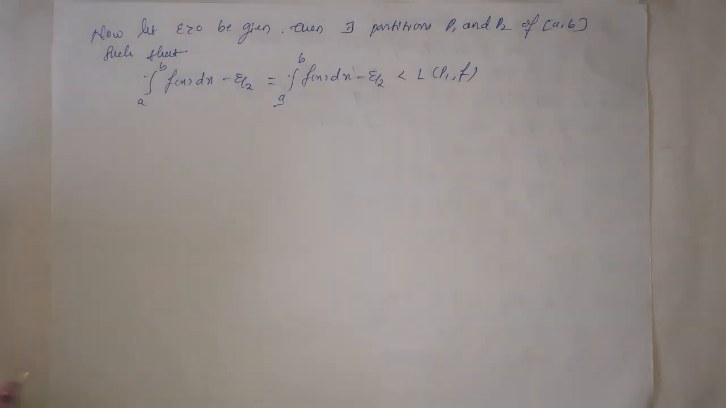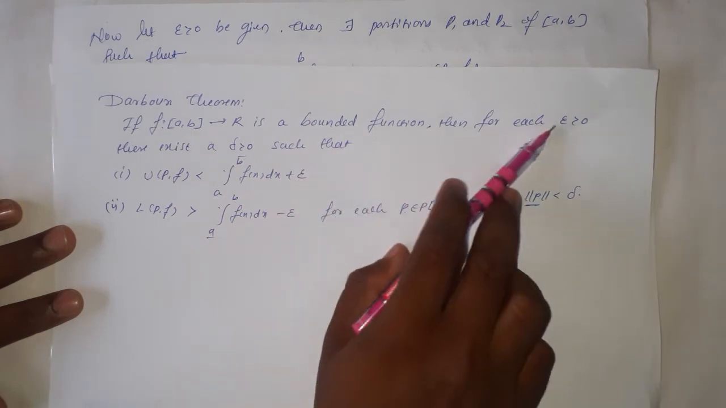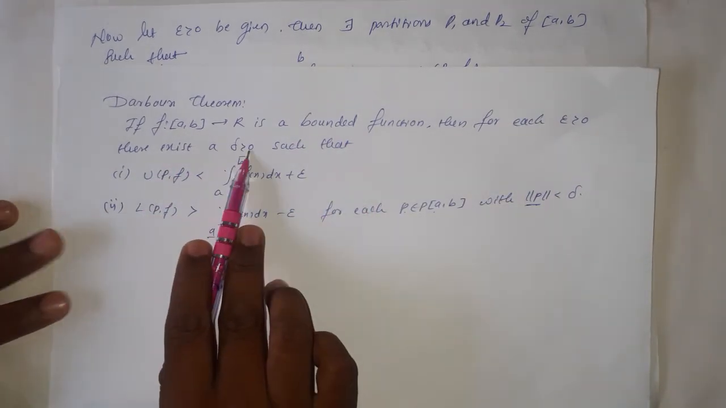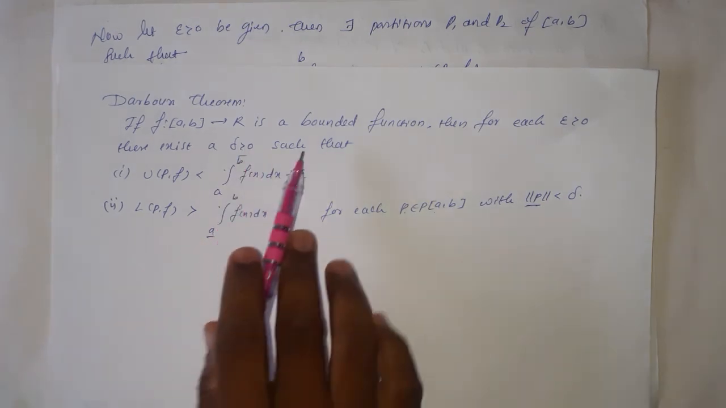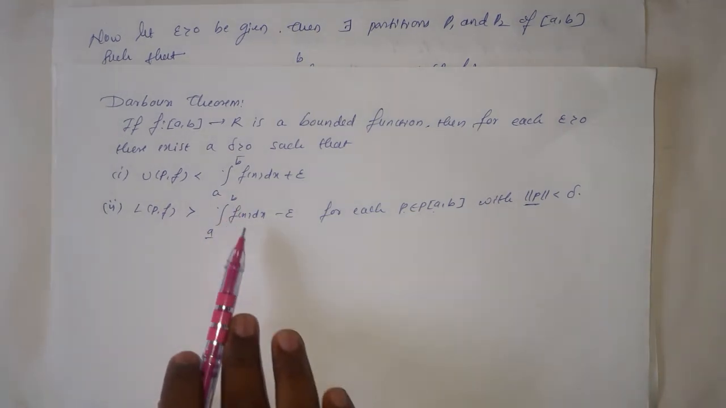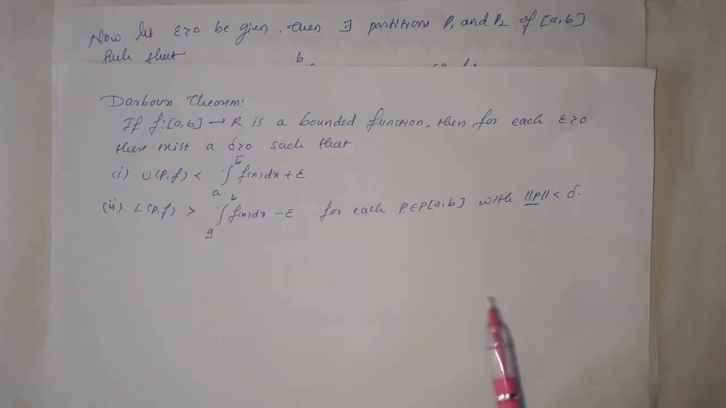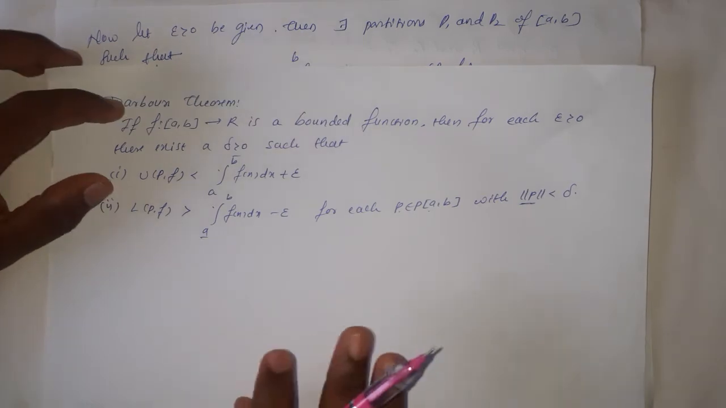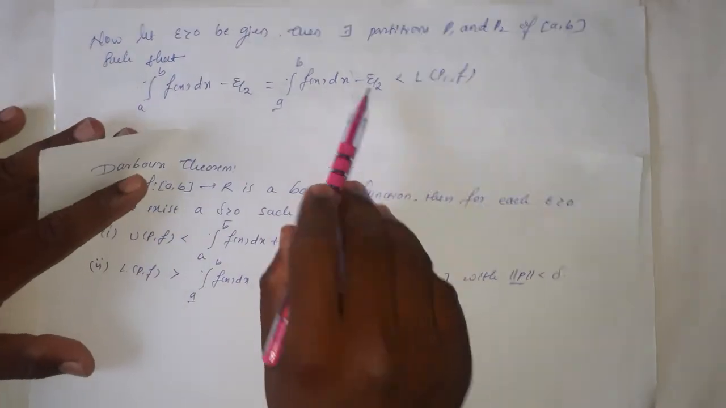So here is the statement of the theorem. If f is a bounded function, then for each epsilon greater than 0 there exists delta greater than 0, delta being the length of each subinterval in the partition P, such that L(P, f) is greater than the integral from a to b of f of x dx minus epsilon. Since epsilon is arbitrary, we can take epsilon by 2 or epsilon by 4, any value as per our convenience. So here we have considered epsilon by 2.